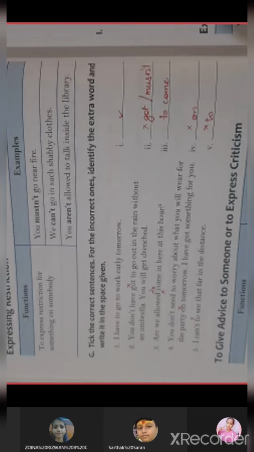Now come on to giving advice to someone or expressing criticism. When you're giving advice, or pointing out someone's shortcomings, you use words like ought to, should, had better, should have been. Example, you ought to see a doctor immediately. You're giving a suggestion, an advice that you should do this. Then you should see a doctor immediately. You had better see a doctor. Or you should have been more conscious about your health.